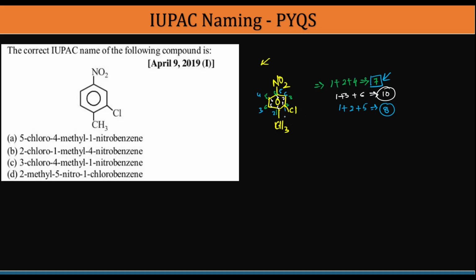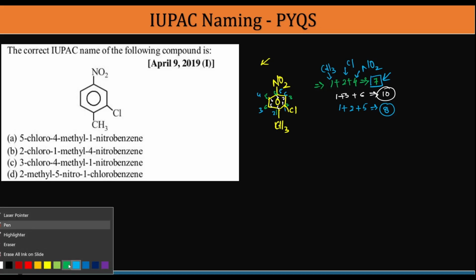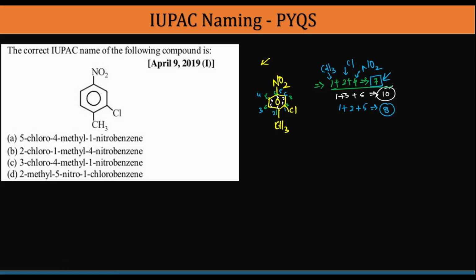So that's why I have given this order first. 1 on this methyl group, the second position for chlorine, and the fourth position for nitro. So this order is correct, the green color order. So this order is preferred rather than this, according to the lowest locant rule. So don't get confused. You just see the numbering according to the green color.